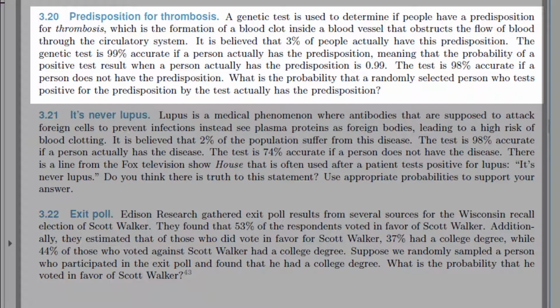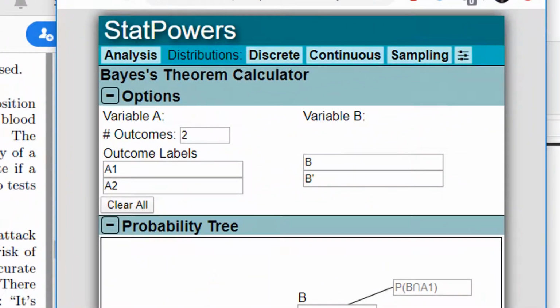This is a problem that uses Bayes' theorem to answer it. And I have created a little Bayes' theorem calculator on StatPowers where you can build a probability tree. Let's take a look at how we would answer this using that tool.